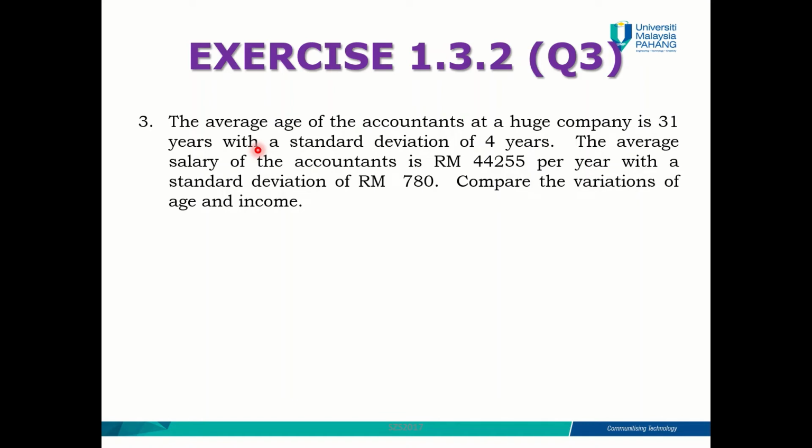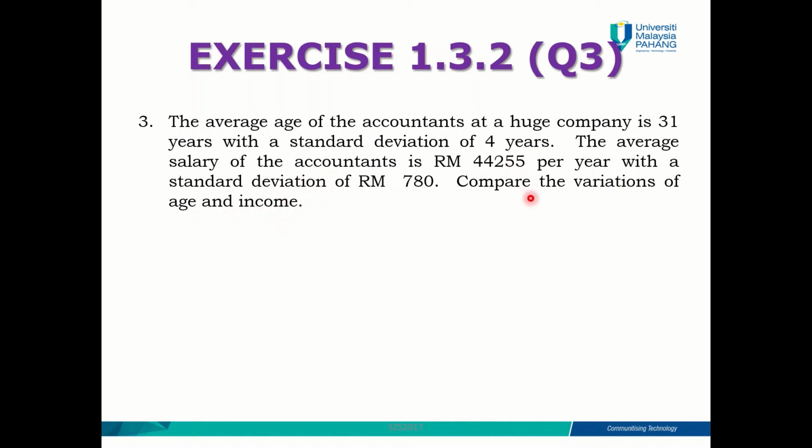Let's read. The average age of the accountants at a huge company is 31 years with a standard deviation of 4 years. The average salary of the accountants is 44,255 per year with a standard deviation of 780 ringgit Malaysia. Compare the variations of age and income. You see, you're given information about two different variables. One is age and another variable is salary, and they want you to compare the variation between age and income.